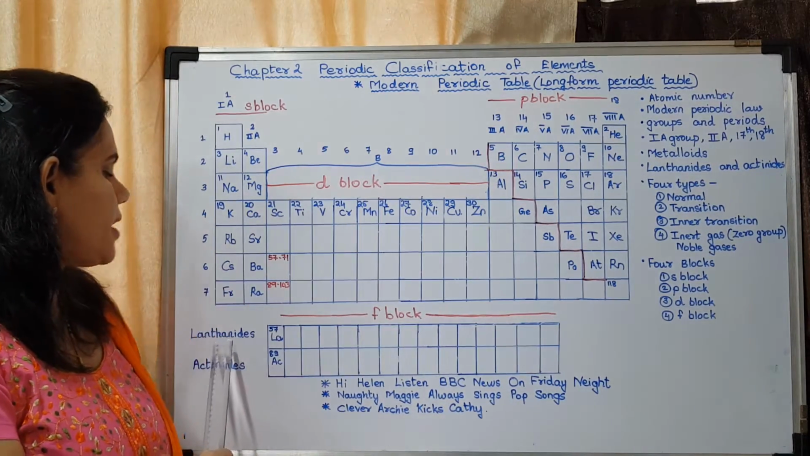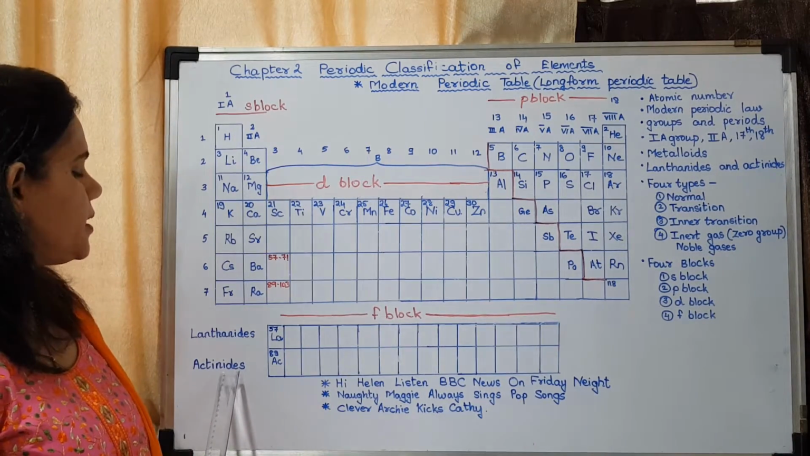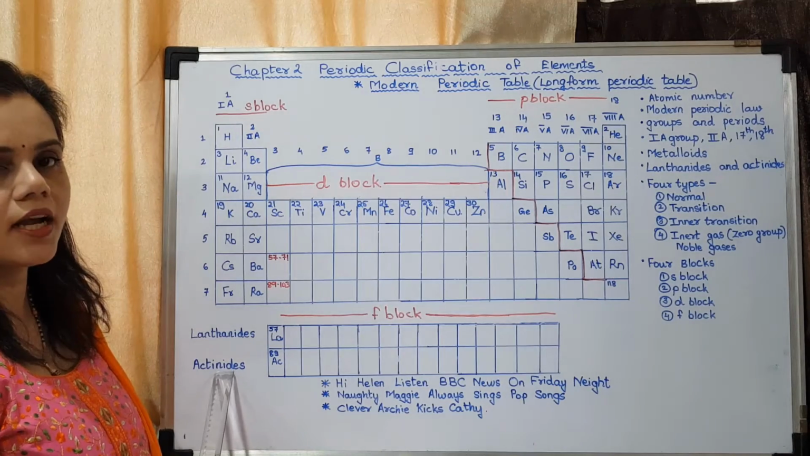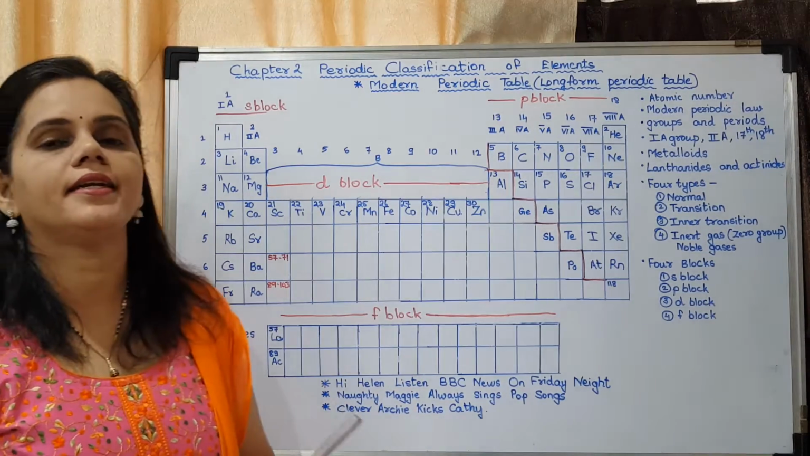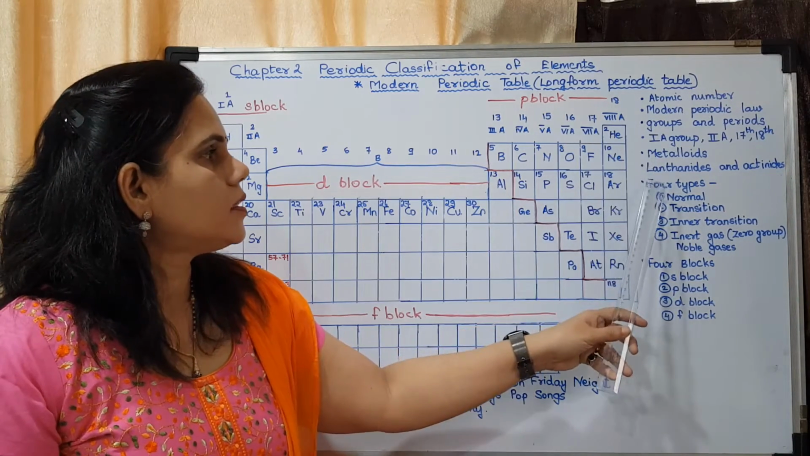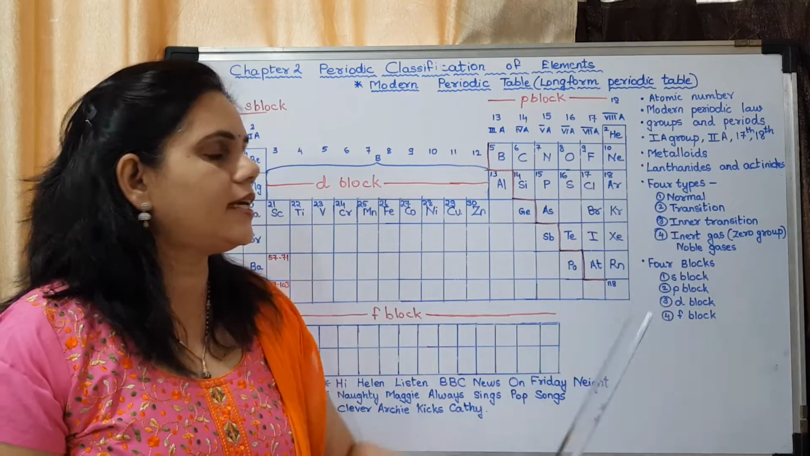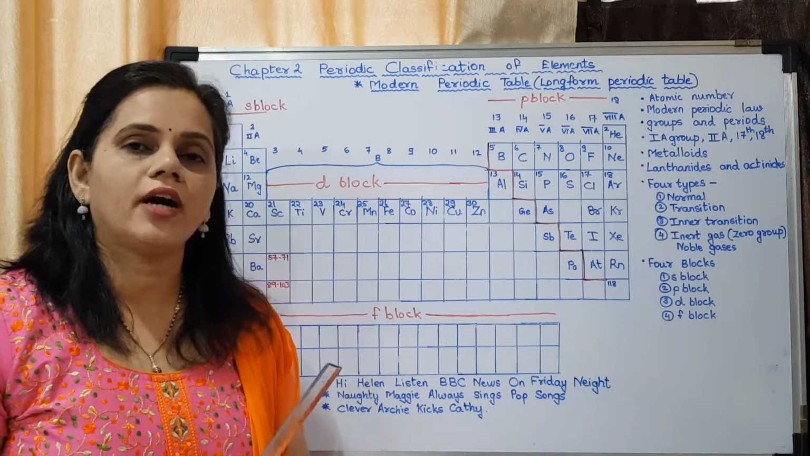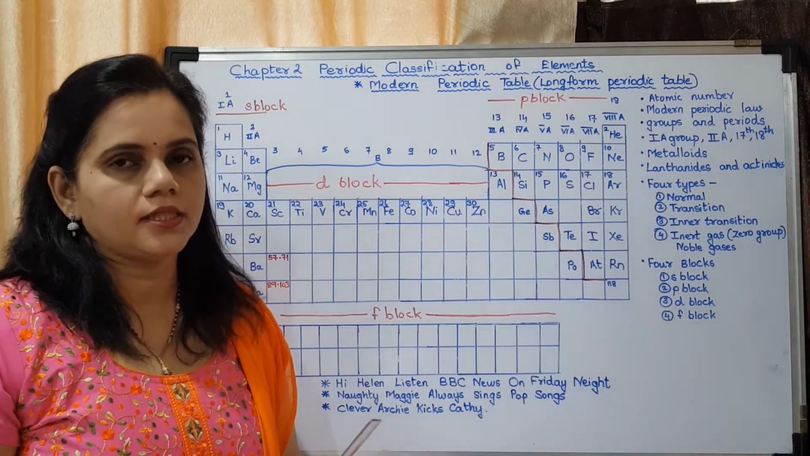So the elements after lanthanum are called lanthanides. The elements after actinium are called actinides. They are placed separately in the modern periodic table. Now, next is four types of elements. Even this point is not there in the textbook, but you are expected to know it.